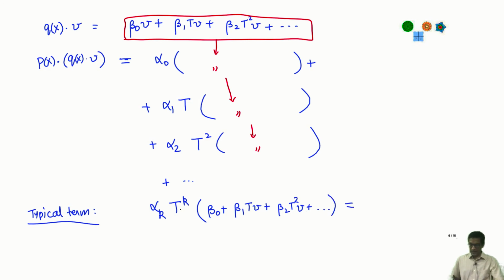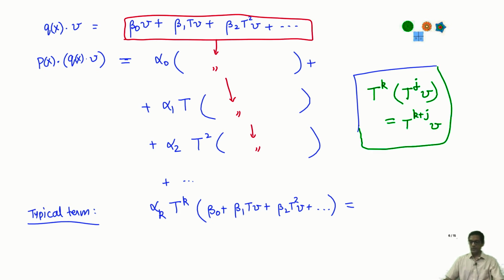Now when I act t to the power k on a combination of vectors, each of which is t v, t squared v, t cubed v and so on, I just have to make the following observation. Let's write this here: t to the power k on some vector which looks like t to the power j acting on v. It's like I have already composed t with itself j times, and I further need to compose it with itself k times, so it's t to the k plus j acting on v. So this is the key observation here, that t to the k acting on t to the j v is t to the k plus j v.